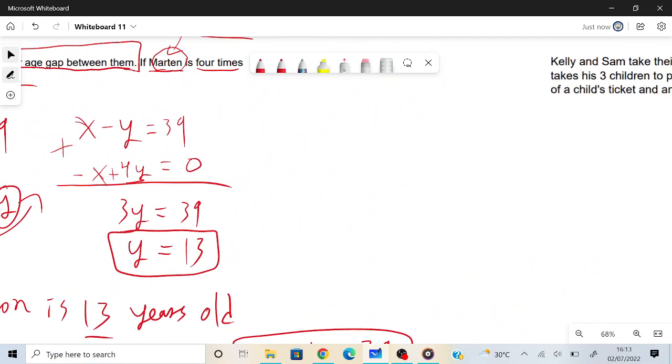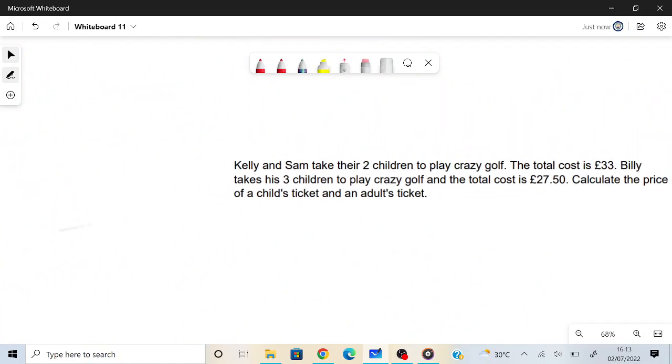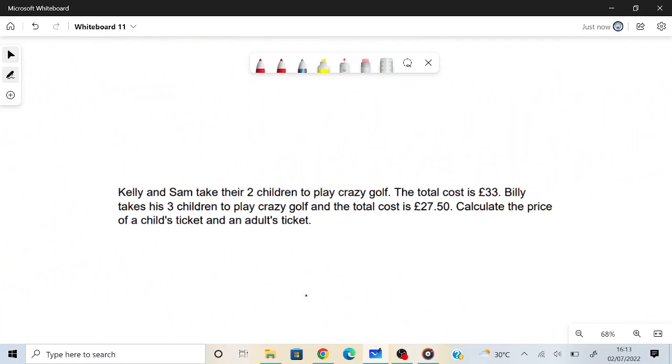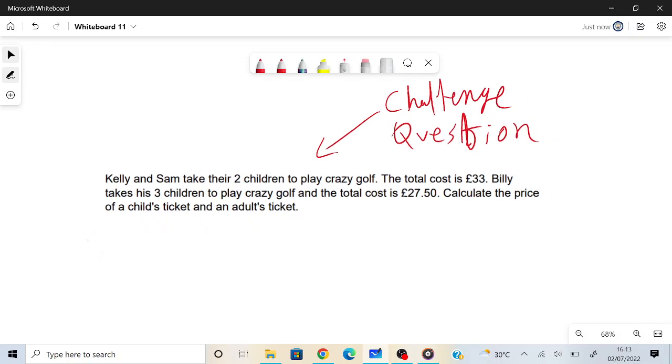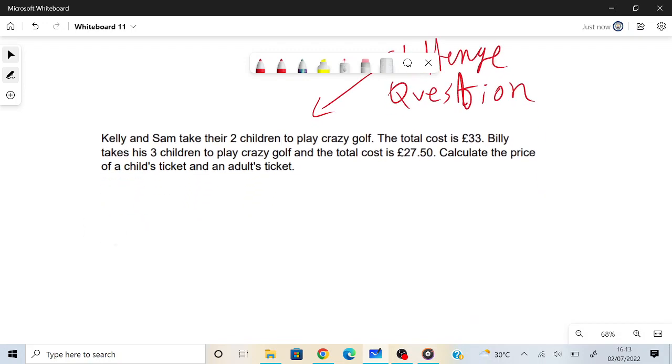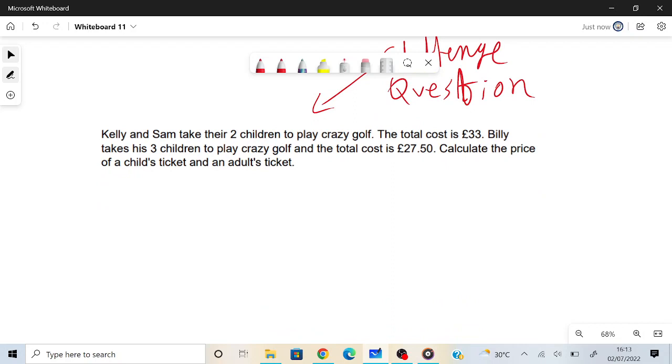On to the final example for this video, and this is a challenge question. Do pause the video and have a go at this by yourself, and then resume the video to see if you're correct or incorrect. If you are incorrect, please take note of your mistake. So let's have a look at this question.